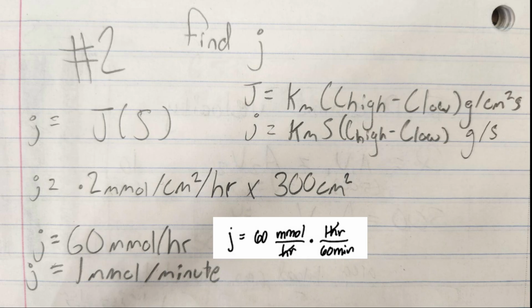Number 2 asks us to calculate the potassium removal rate, little j. Using the flux equation, we take our given big J of 0.2 millimoles per centimeter squared per hour and multiply by our surface area of 300 centimeters squared, giving us a little j of 60 millimoles per hour. Dividing by 60, we get a final removal rate of 1 millimole per minute.